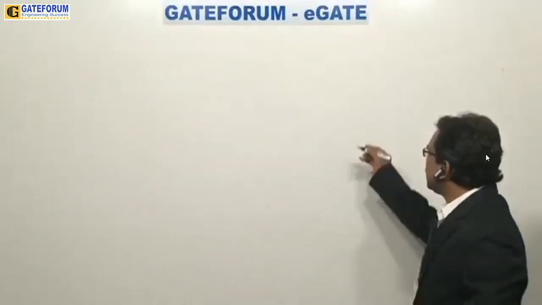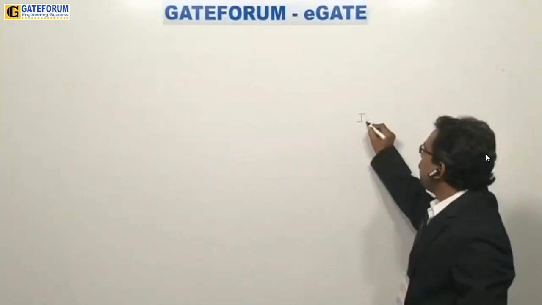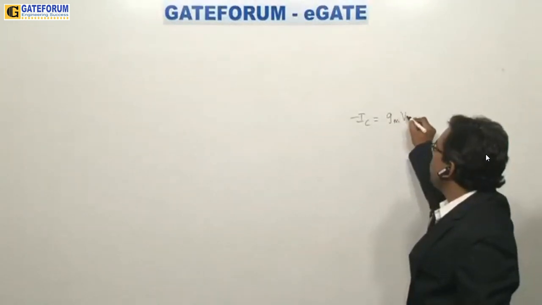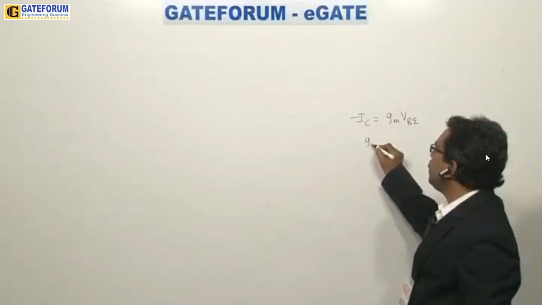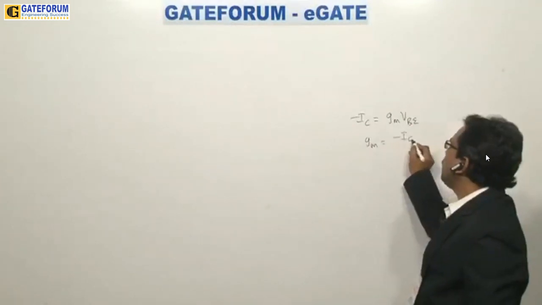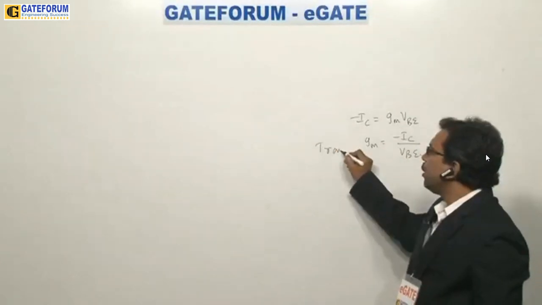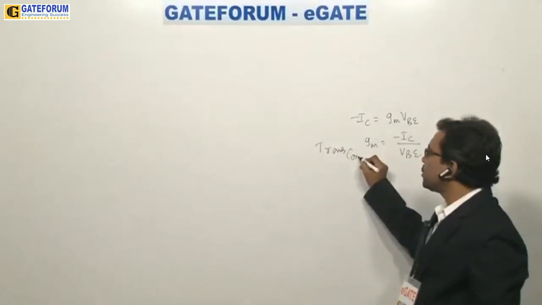Next, Dinesh from Mumbai. Sir, what is GM for a BJT? Okay, GM is nothing but transconductance. You need to take IC divided by VCE. That is what GM is. But you try to take it in a different fashion here. Now, IC will be equal to GM into VBE. So GM will be equal to IC by VBE. This is called transconductance for BJT.